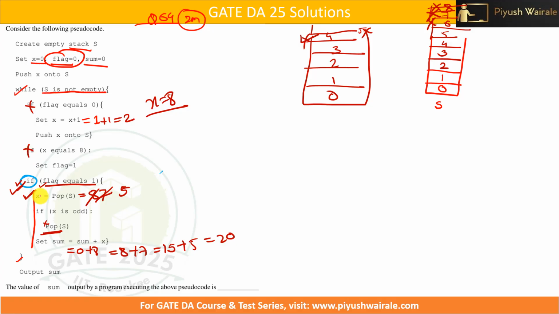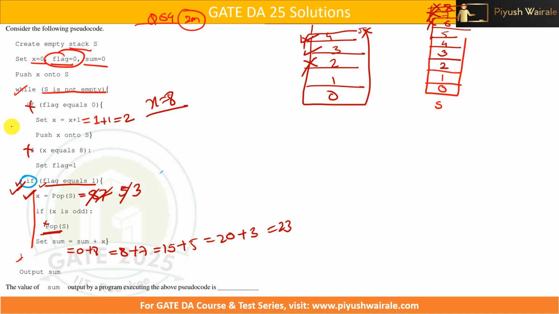Same thing. Both the conditions are false. Again flag equals 1. Again we are going to pop the top element. The top element is 3 here. So we are going to pop 3. x is odd. Yes, 3 is odd. Again we are going to pop the element, that is basically 2. So we have removed 2 also. So we have to add sum plus x. Sum is 20, x is 3, that is 23 here.